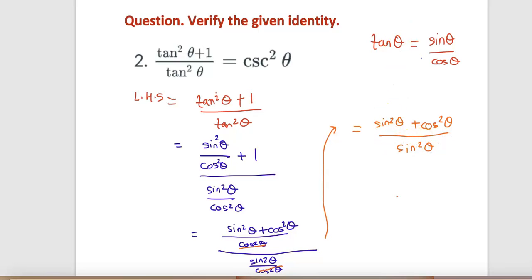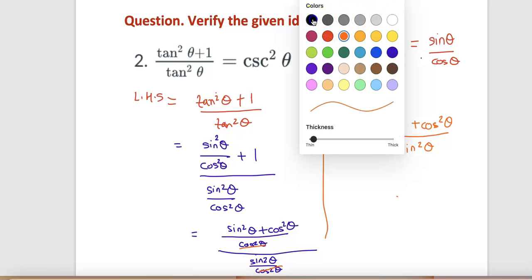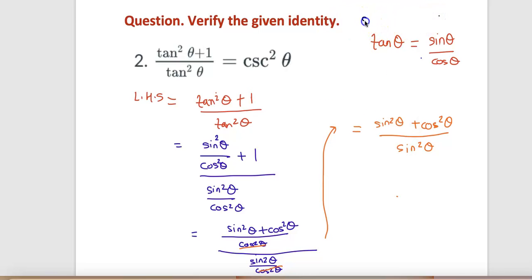Now you remember on the previous slide I have given you the Pythagorean identity. Your Pythagorean identity is what? Sine square theta plus cosine square theta is equal to what? It is equal to 1. So this means my numerator part over here, I can replace by its value 1, because this is an identity. So 1 over sine square theta.